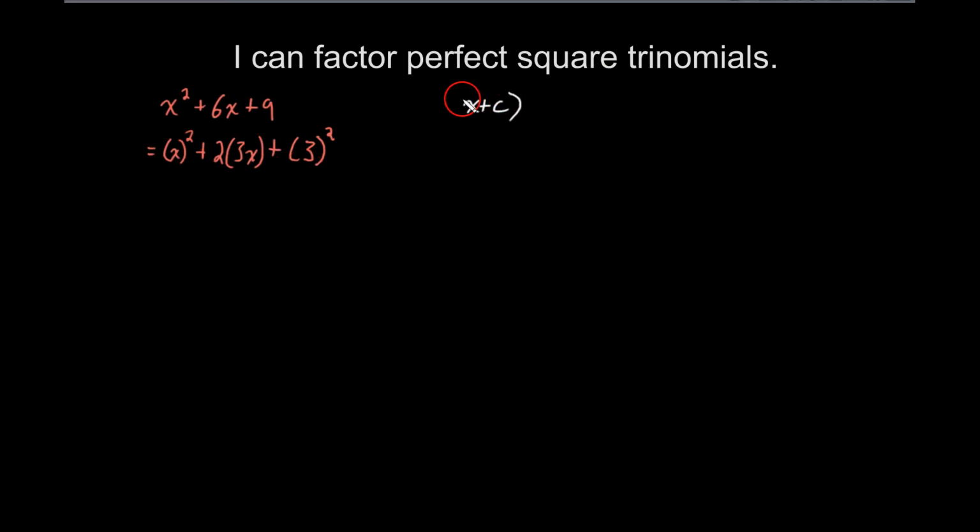So if we're talking just x plus c squared, well, we know that this is equal to the quantity of x plus c times the quantity of x plus c. And if we were to FOIL this out, we would get x times x, that gives us x squared, and then x times c, that would give us plus cx. And c times x again, that would be cx or xc, so plus cx. And c times c would give us plus c squared.